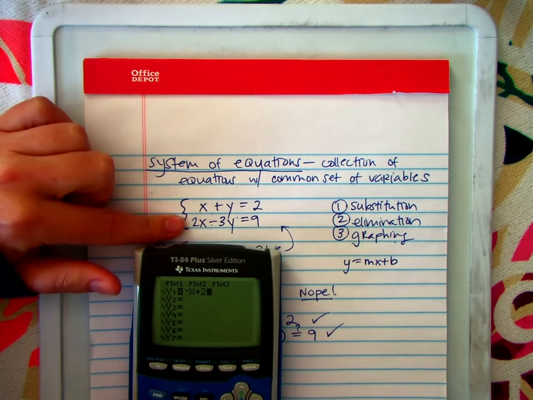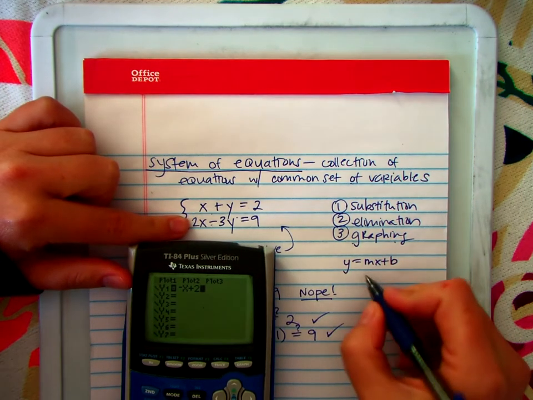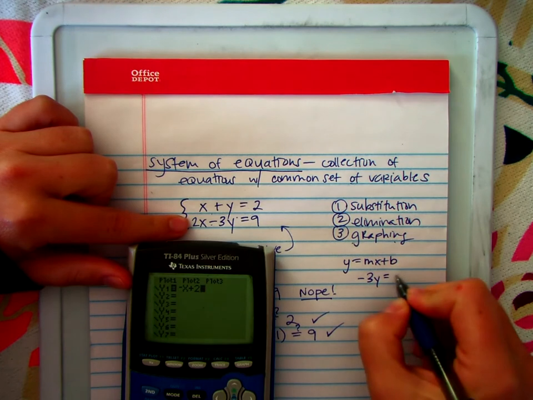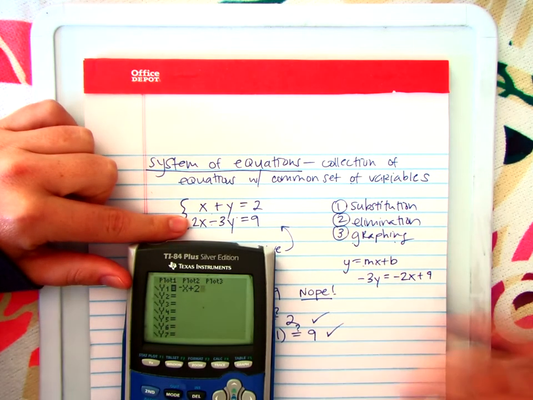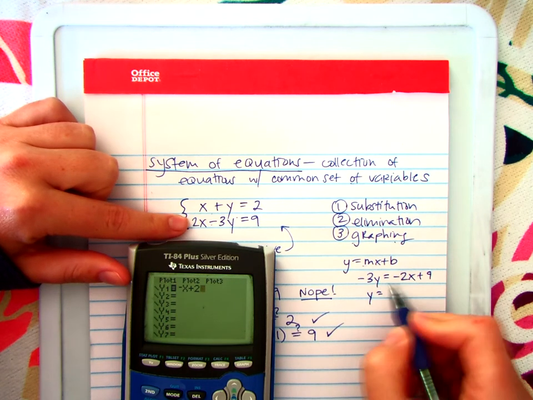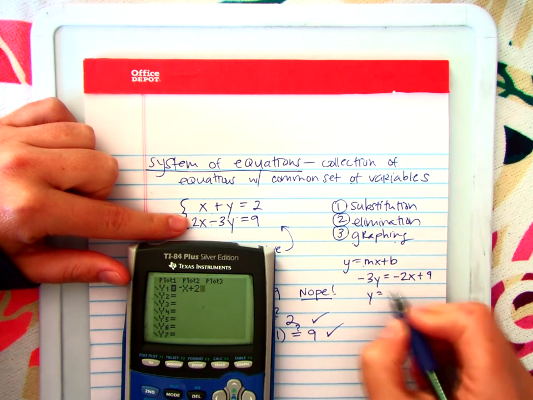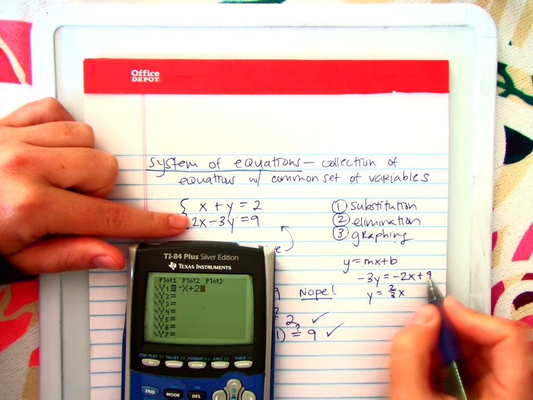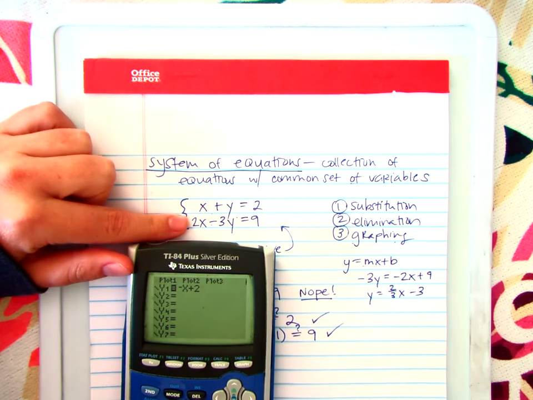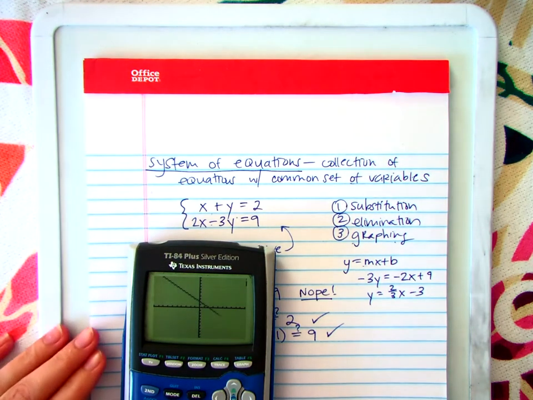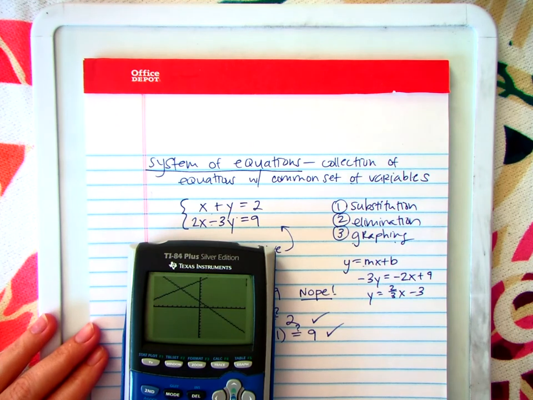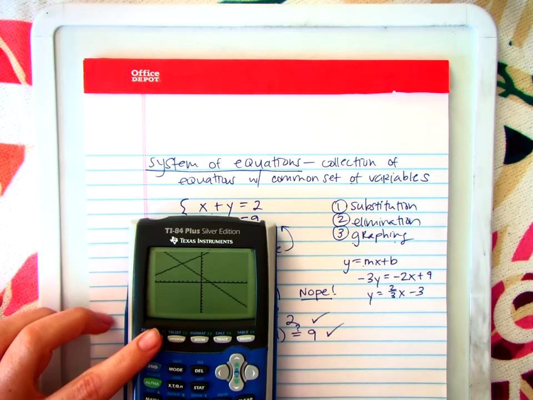The second one's a little bit more complicated, so I'm moving 2x to the other side. So I would have negative 3y equals negative 2x plus 9, and I'm just moving the 2x here because I want it to be in this form, and then I need to divide everything by negative 3. So negative 2x divided by negative 3 is 2/3 x. 9 divided by negative 3 is negative 3. So if I go ahead and type that in, plus 9. And if we graph this, we should see the solution. What did I do wrong?